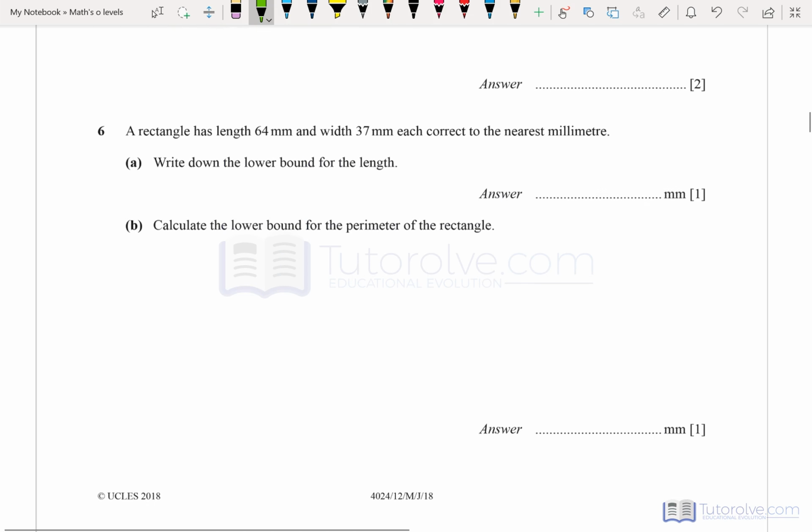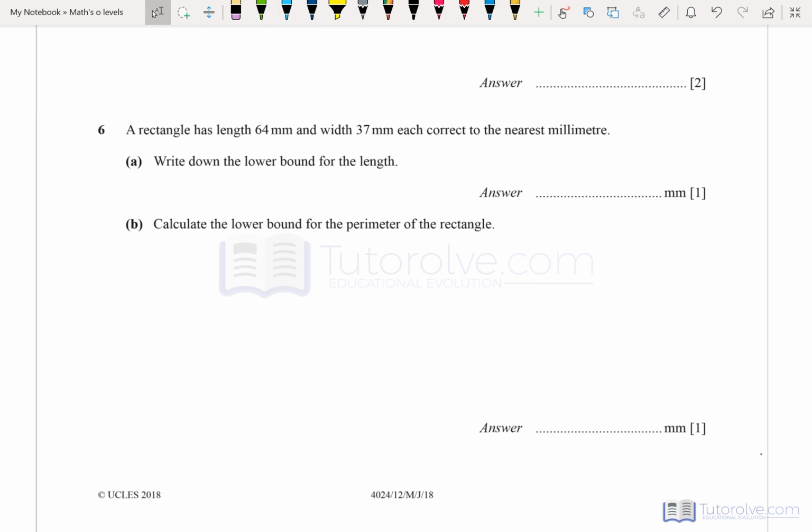So now we have question 6. A rectangle has a length of 64 millimeters and a width of 37 millimeters, each correct to the nearest millimeter. So the nearest millimeter means that the error is 1 divided by 2, which is going to be 0.5 millimeters. So we have to write down the lower bound for the length. So if the length was 64, the lower bound would be 0.5 less than 64. So this is going to be 63.5.